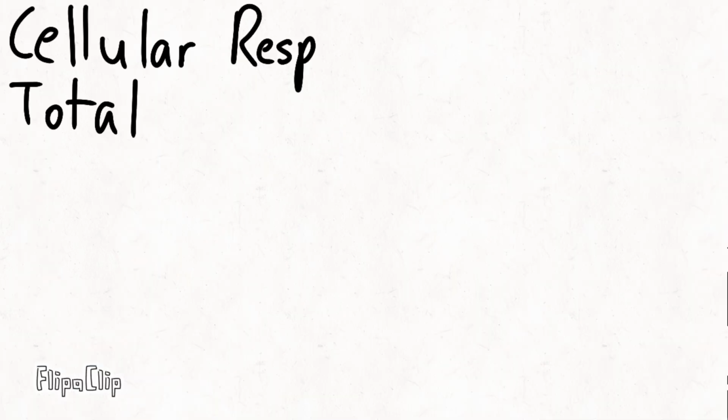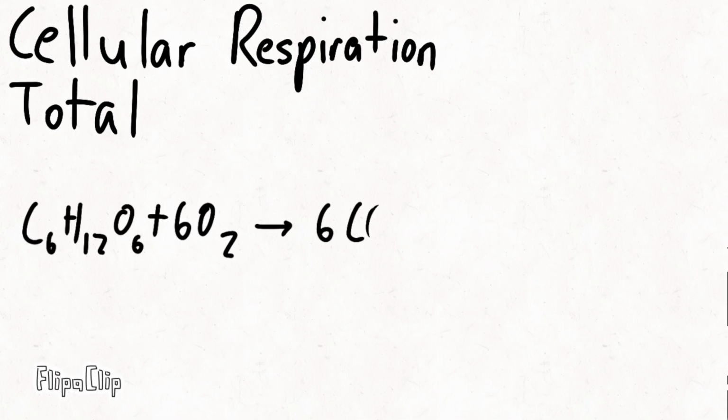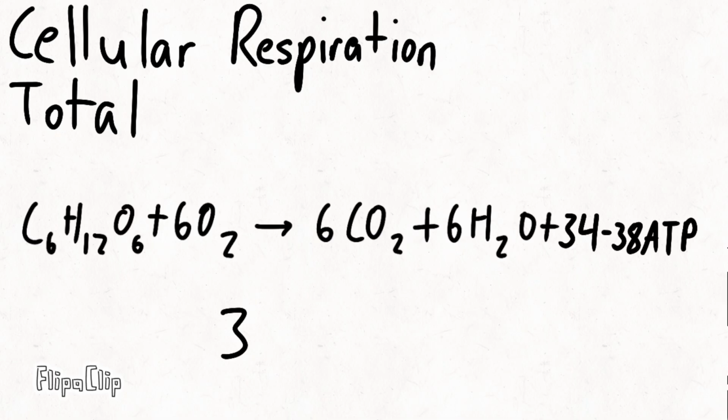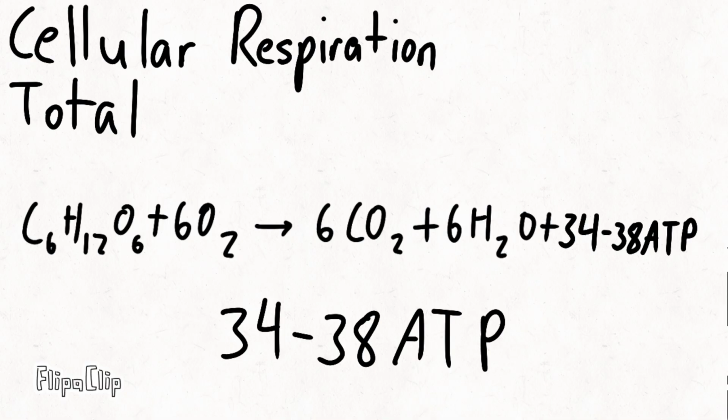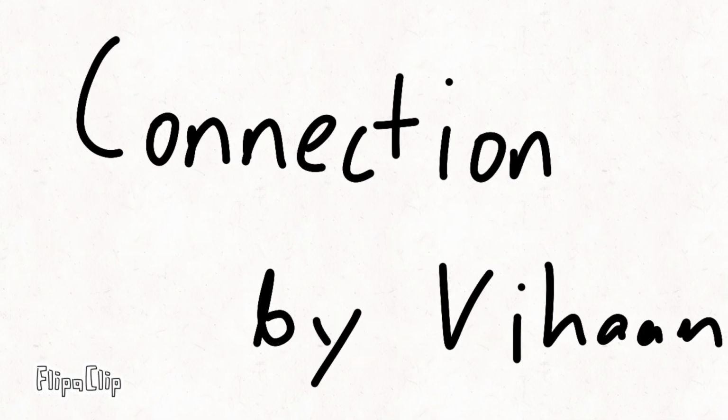But the total cellular respiration formula is glucose plus 6 oxygen equals 6 carbon dioxide plus 6 water, 34 to 38 ATP. That's cellular respiration. On to you, Vihan.